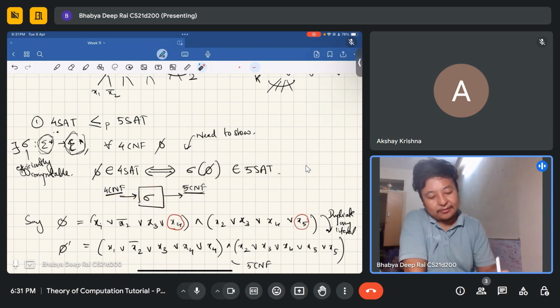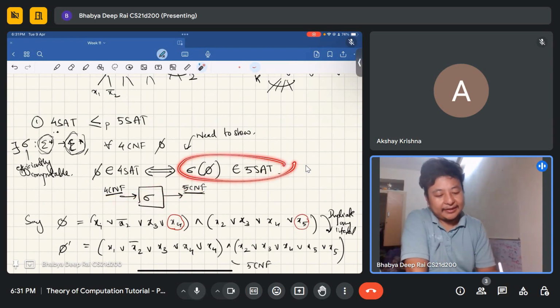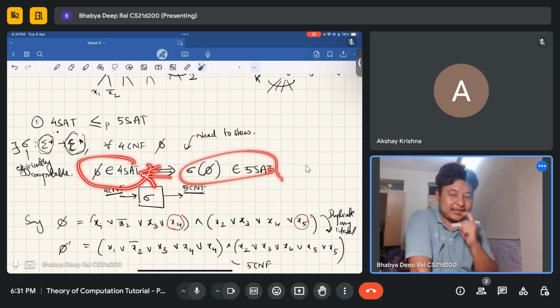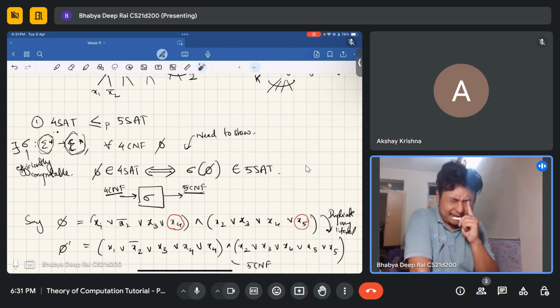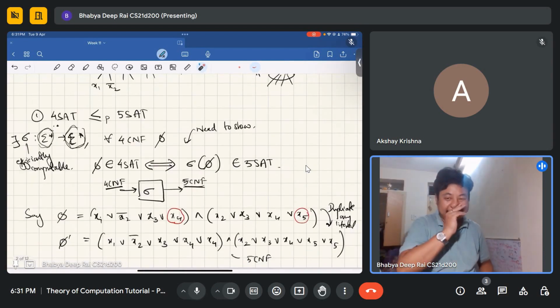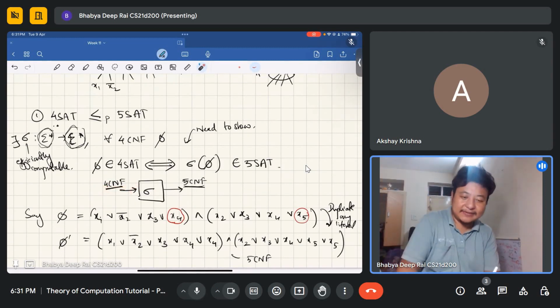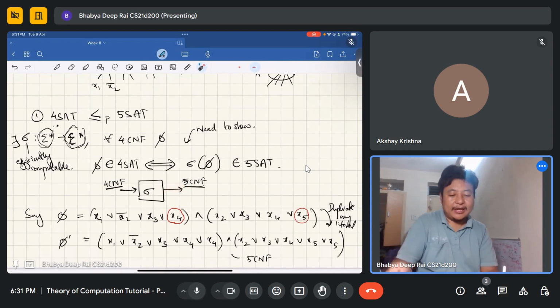And the other way around also: if sigma of phi is satisfiable, then phi is satisfiable. It needs to go both ways. So what is the idea here? The idea is simple. If you have a satisfiable 4 CNF, I want to convert it to a satisfiable 5 CNF. And if you have a 4 CNF that is not satisfiable, I want to convert it to a 5 CNF that is not satisfiable.